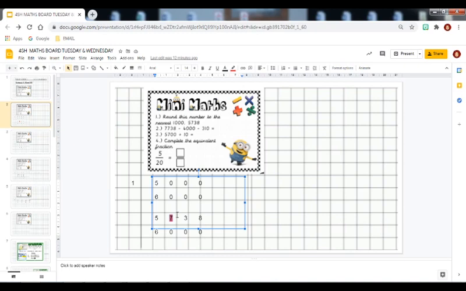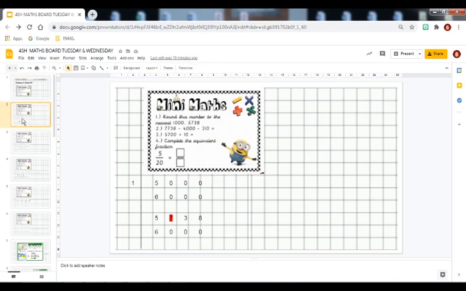However, if the digit that is in the hundreds column is 5, 6, 7, 8 or 9, representing 500, 600, 700, 800 or 900, that number is rounded up to the nearest thousand. So in this example, 5,738 rounded to the nearest thousand is 6,000.